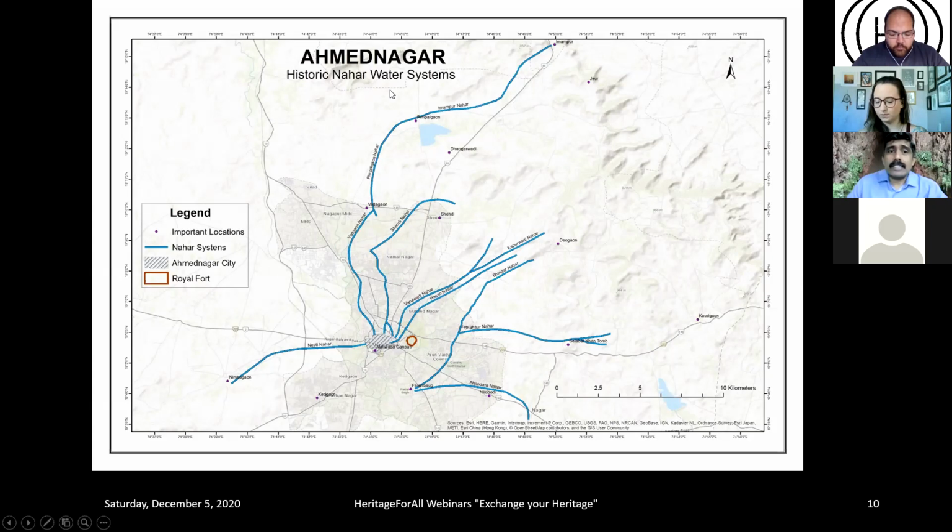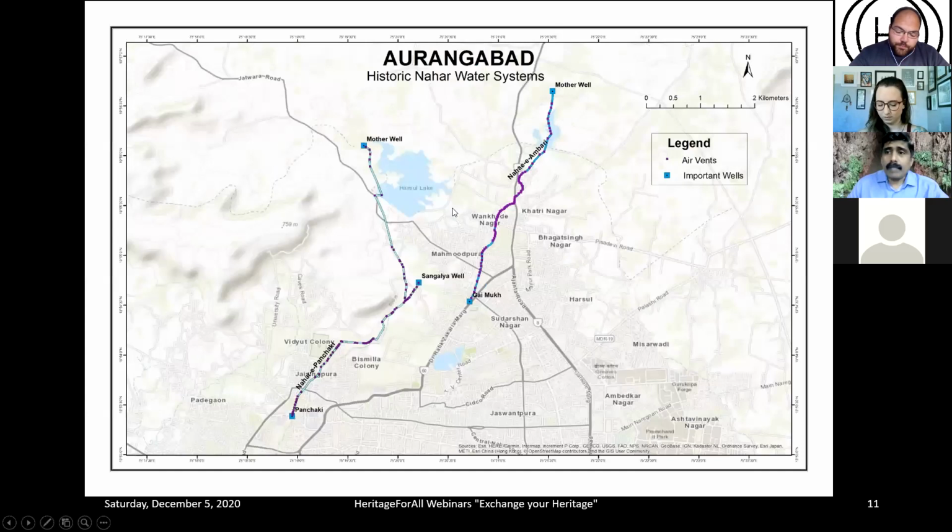Two facts about these cities, especially Ahmednagar and Aurangabad, is that both these cities, where the maximum number of systems were constructed, have used different techniques. A lot of open trenching has been done, and later it has been covered up after digging the tunnel. So these are comparatively shallow when we look at Bidar and Burhanpur, right?